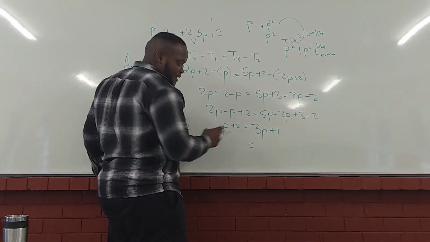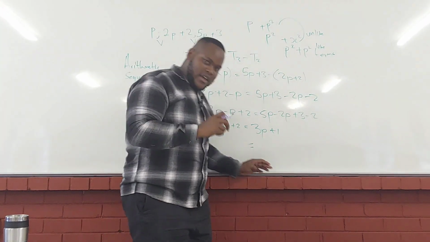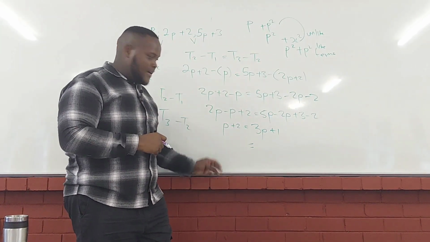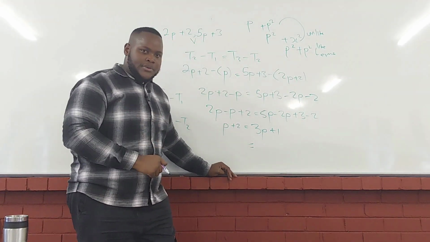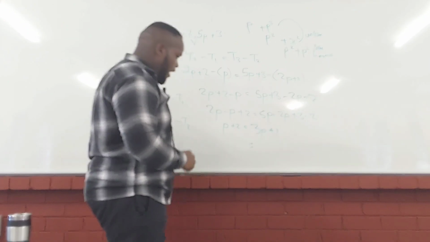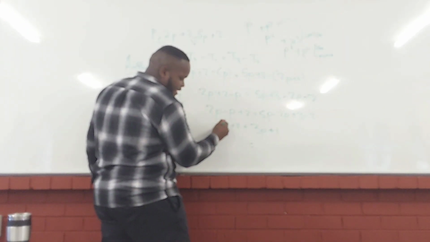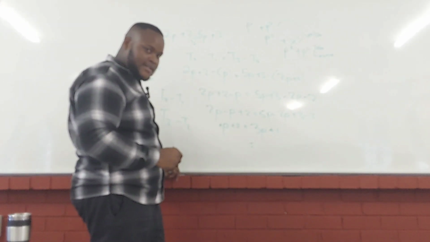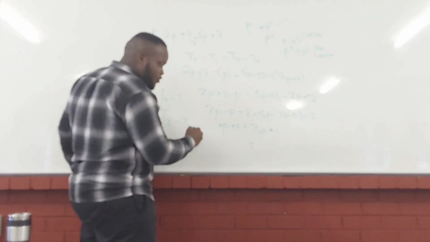I have a 2 here, I have a 1 there. It means I also have to group my constants together and my variables together. So what am I going to do? I am going to say this p here is positive, right? Therefore, it means I can introduce a what?